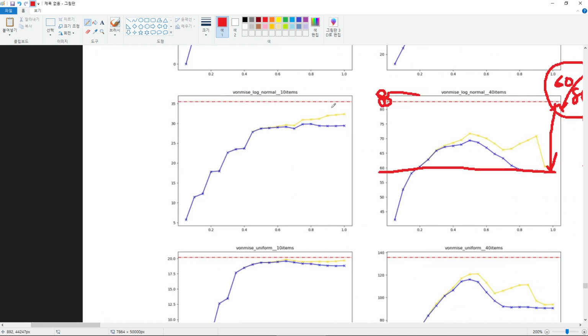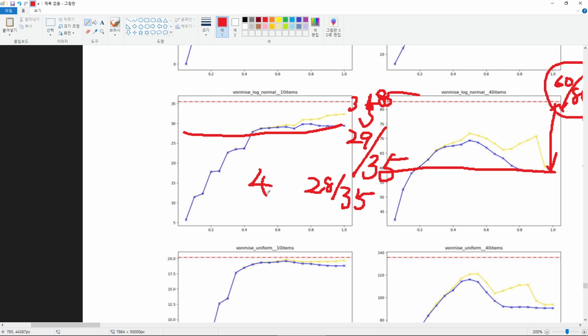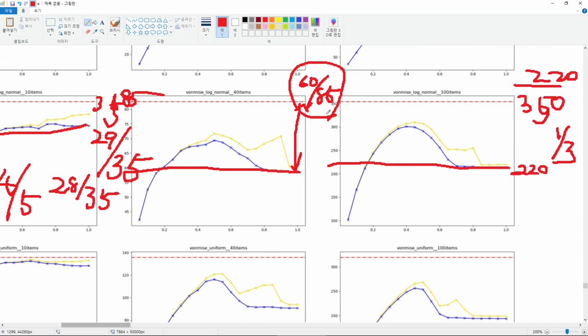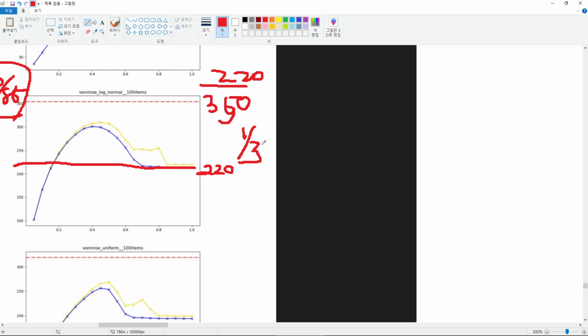However, we have 36-ish. Okay, let's just say this is 35, and we have 29 out of 35. So that's 28. 7 times 5 is 35, 7 times 4 is 28. So that's 80%. 60 out of 85 is less than 80%, and 220 out of 350 is slightly more than 1/3.